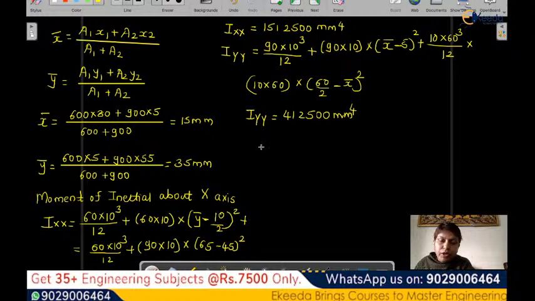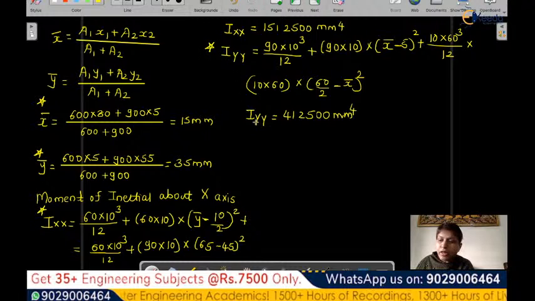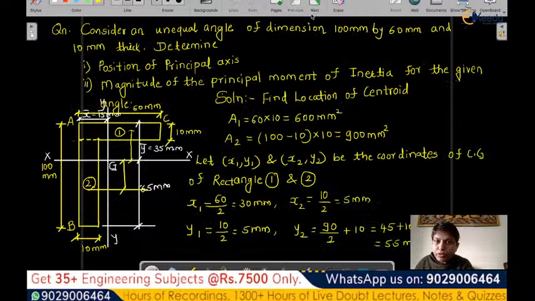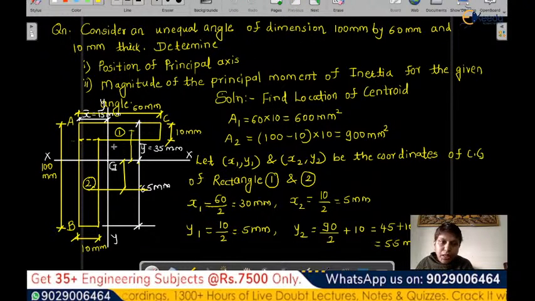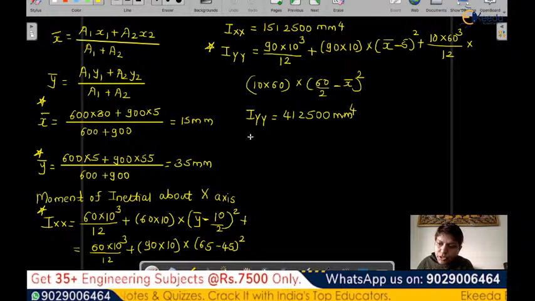Now we got the moment of inertia. So what have we got till now? We have done the calculation for x bar, y bar, Ixx, Iyy. Now, the sides of rectangles 1 and 2 are parallel to the x and y axes. Hence we need the product of inertia for this. So the formula for product of inertia.